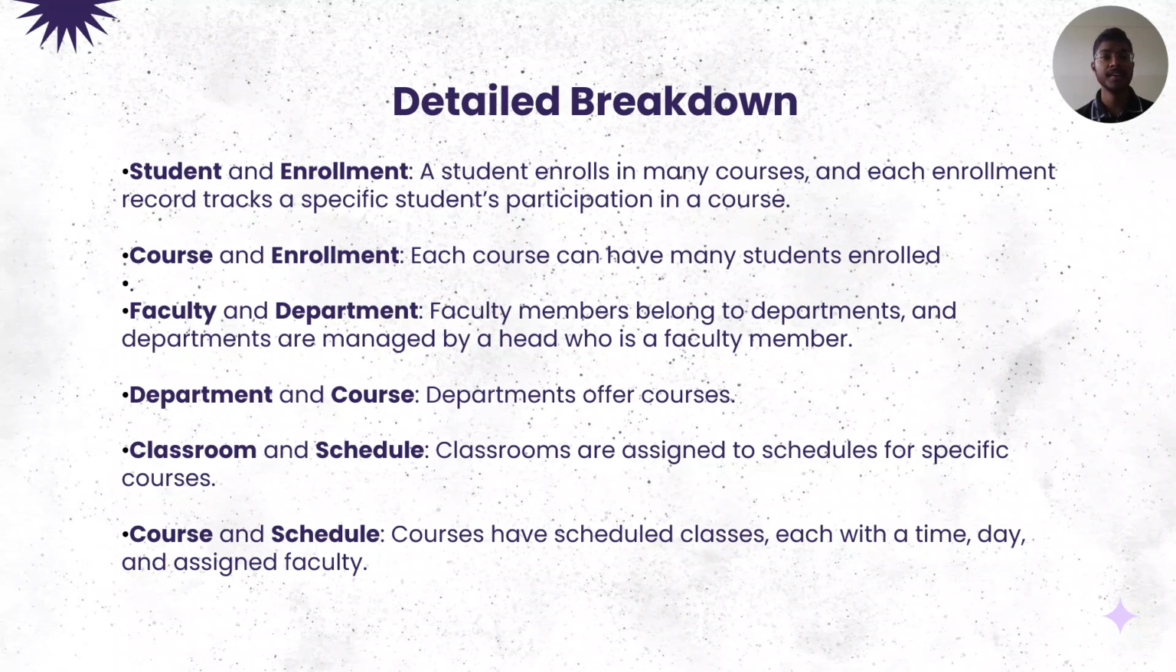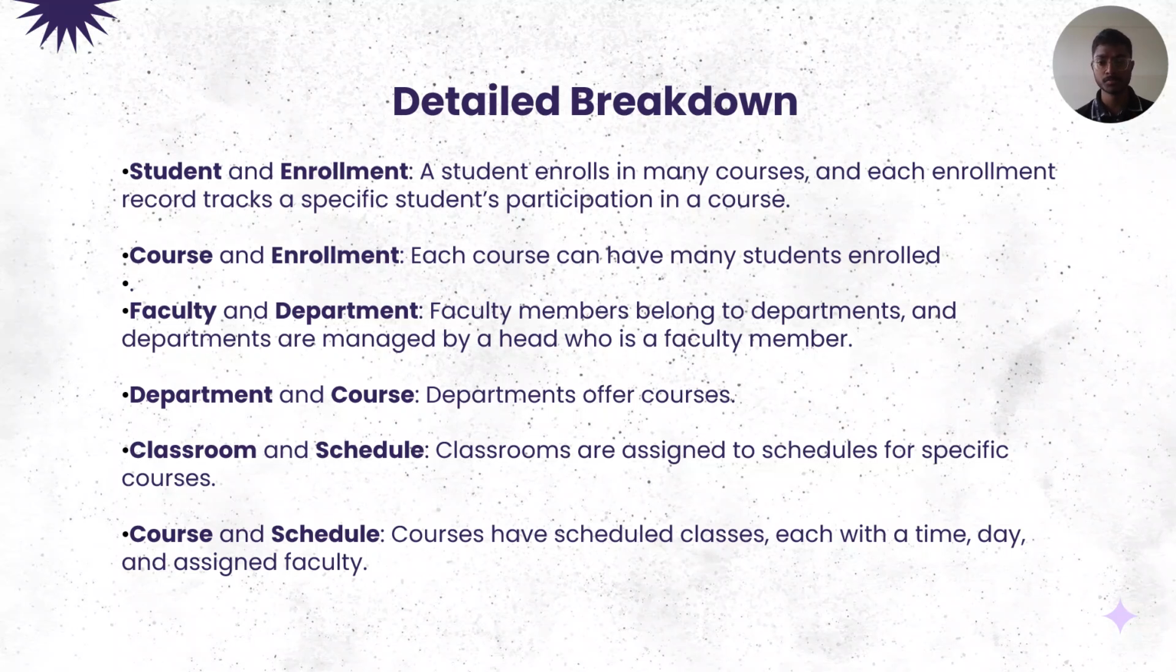Then we are having a detailed breakdown of it. Student and enrollment: a student enrolls in many courses, and each enrollment record tracks a specific student's participation in a course. Next we are having course and enrollment: each course can have many students enrolled. Then we have the faculty and department: faculty members belong to the department, and departments are managed by the head, who is a faculty member. Then we are having the department to course relation: the departments offer courses.